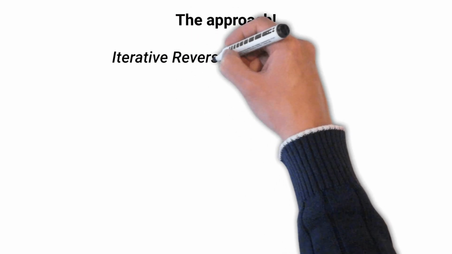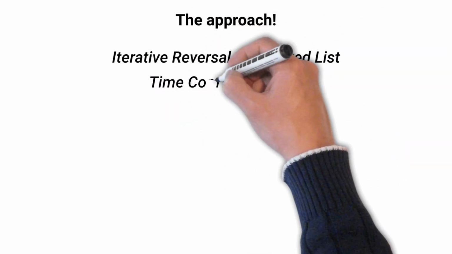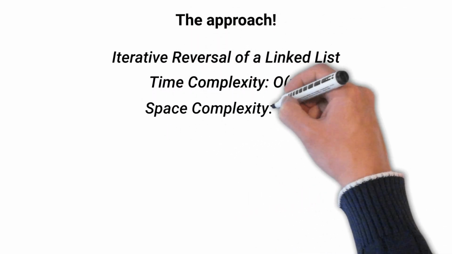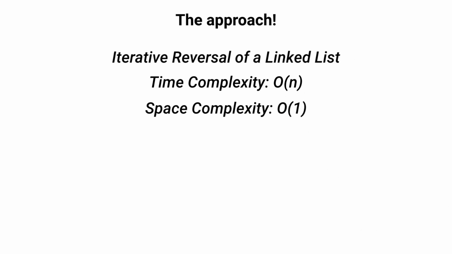The approach that we're going to be taking is called the iterative reversal of a linked list. It has a time complexity of O of n and a space complexity of O of 1, and it's the optimal approach to this problem.